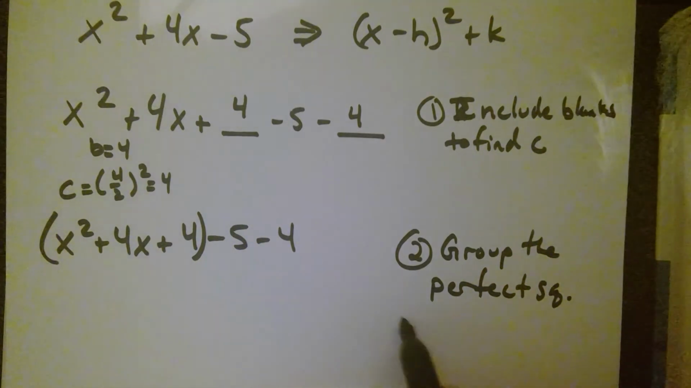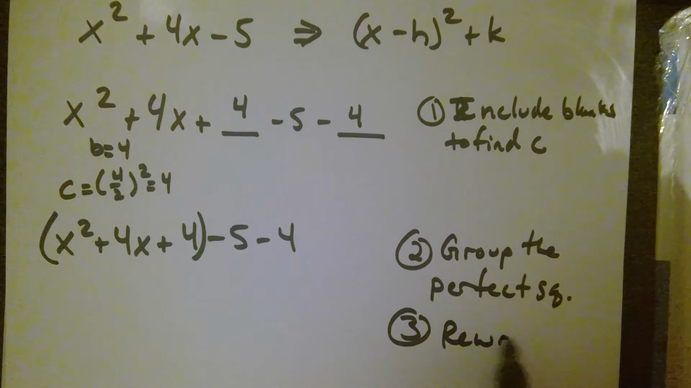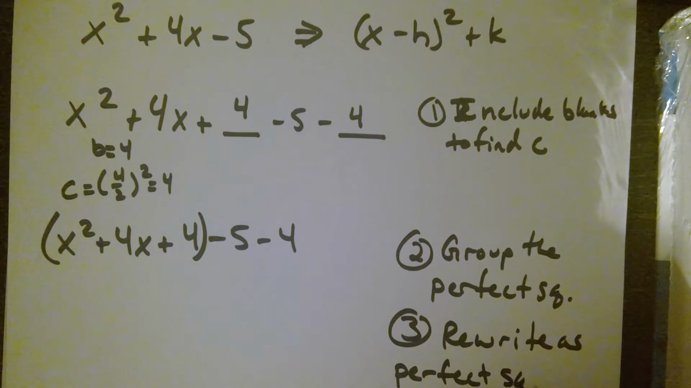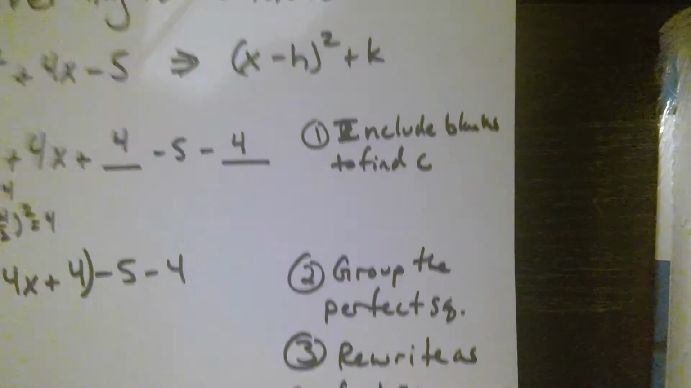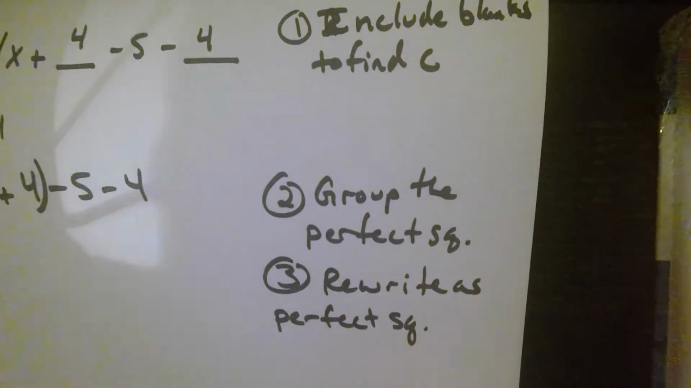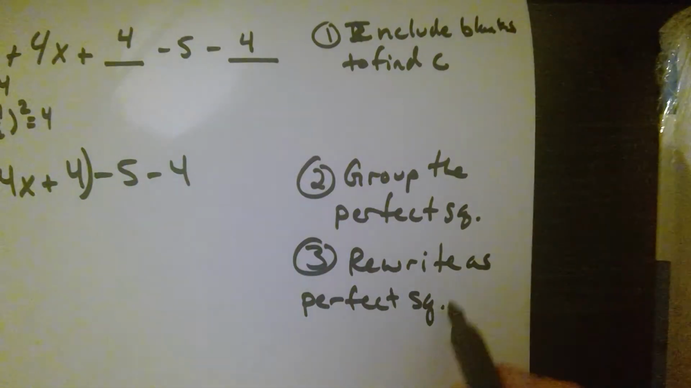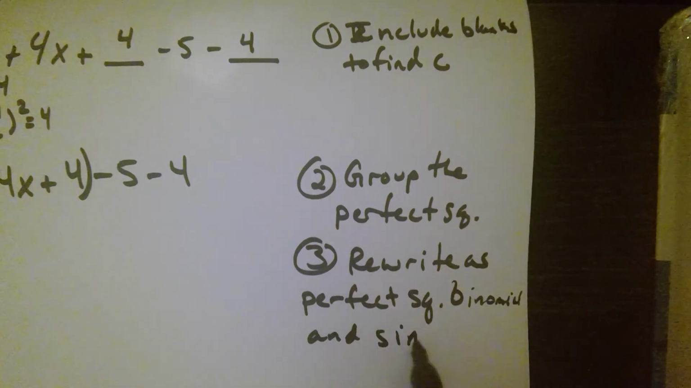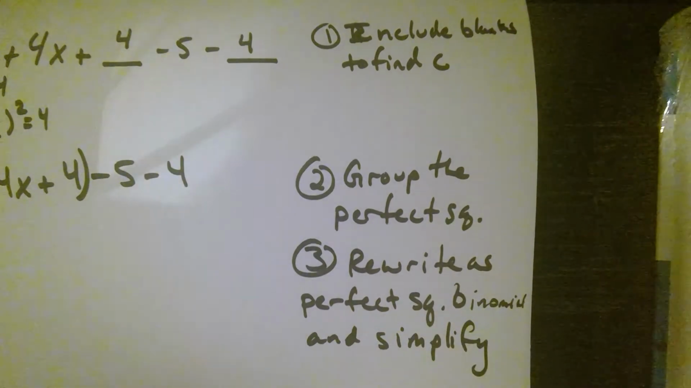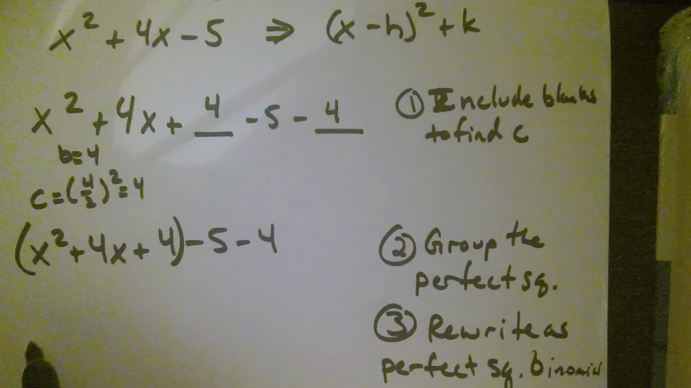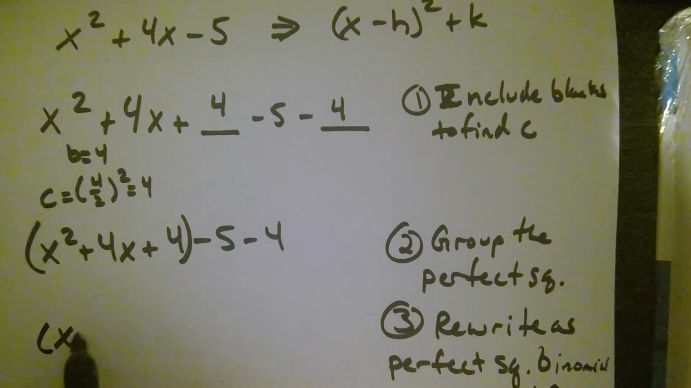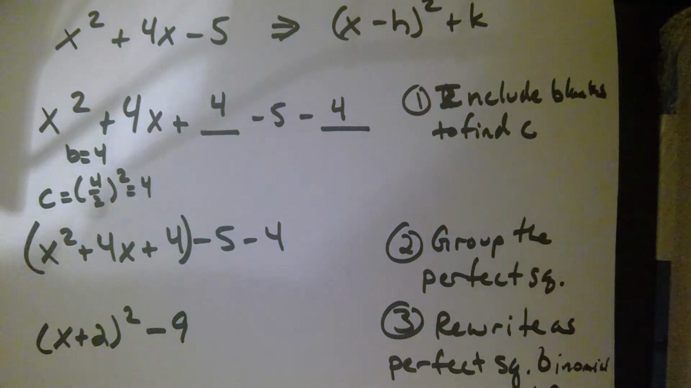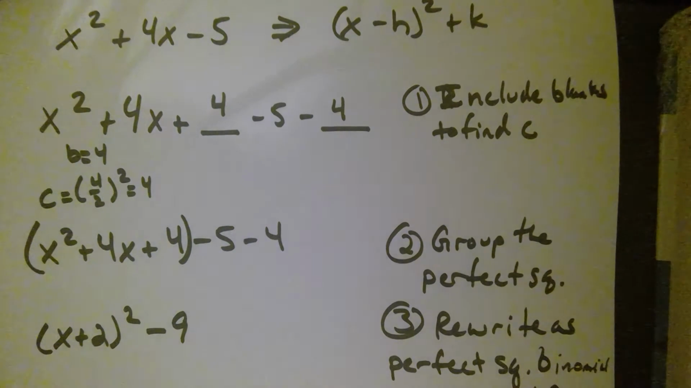Okay, so step 3, rewrite as perfect square binomial and simplify. We're out of room over here. There we go. Okay, so if we've got x squared plus 4x plus 4, we now write it as x plus 2 squared minus 9. Okay, so this can be a bit tricky.